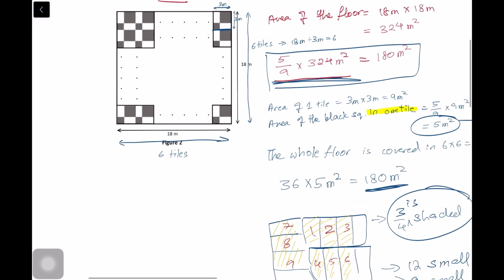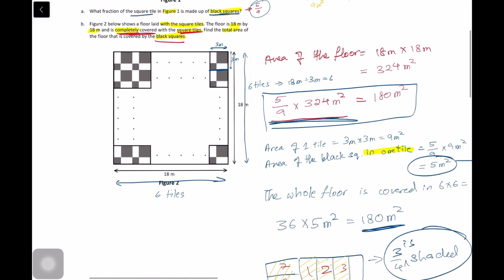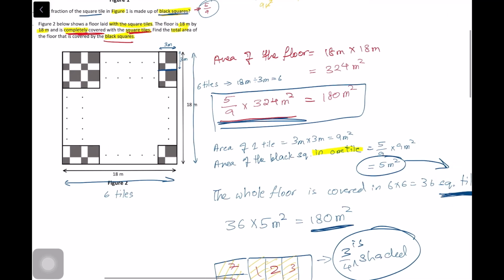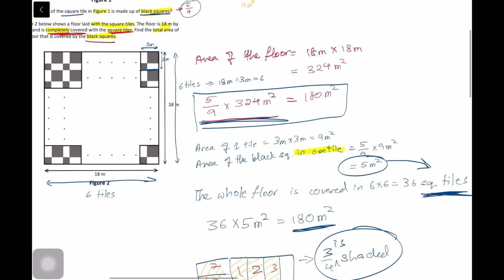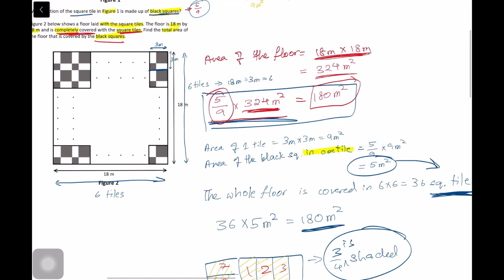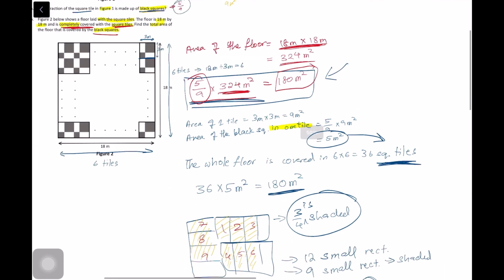So the same applies for this square floor over here. No matter how many small square tiles we have, the total area of the shaded region would always be 5/9 of the total area. And the total area is 18 squared, 18 times 18, which is 324 square meters. So 5/9 of 324 square meters gives us 180 square meters. Which is why I did this step over here. So that's the main concept for this question.